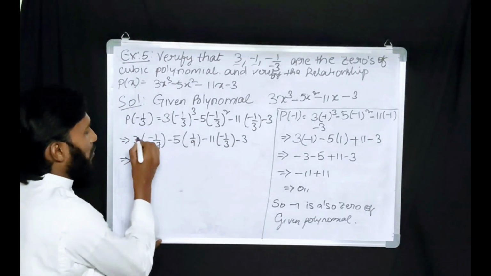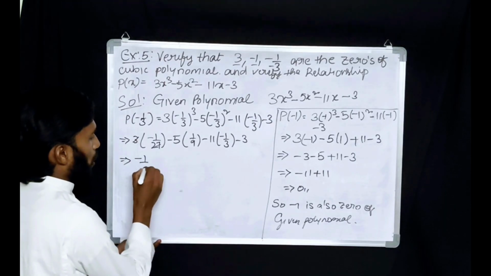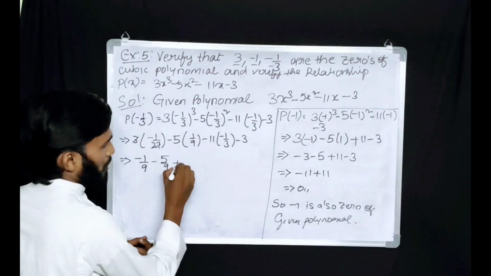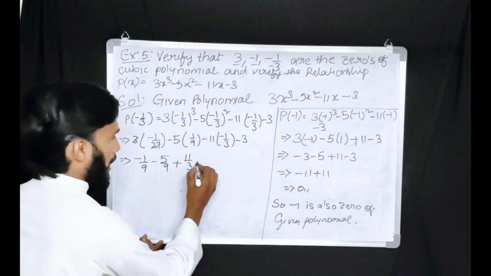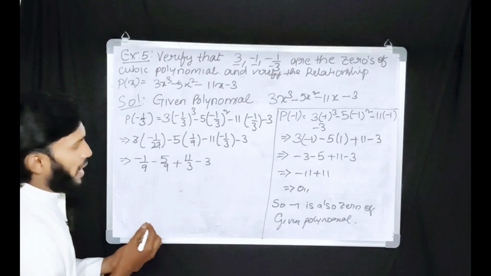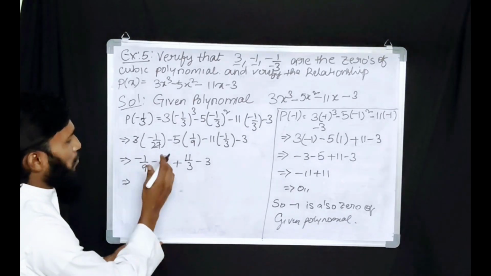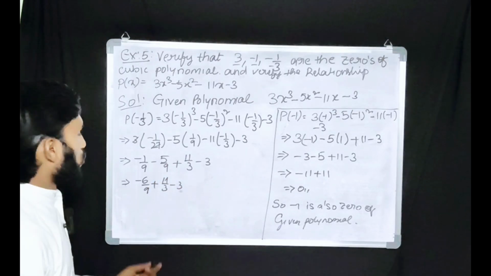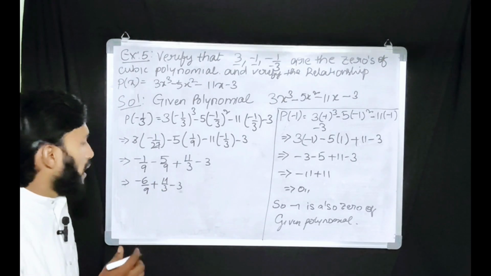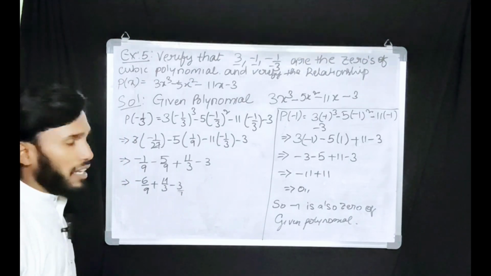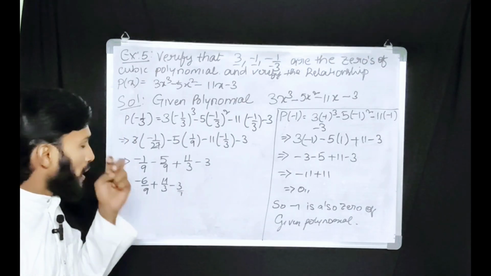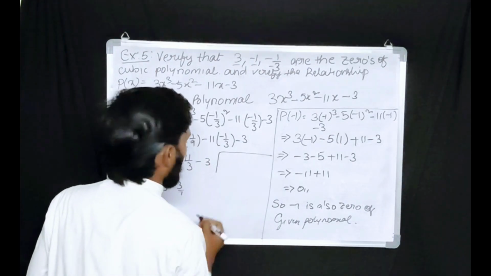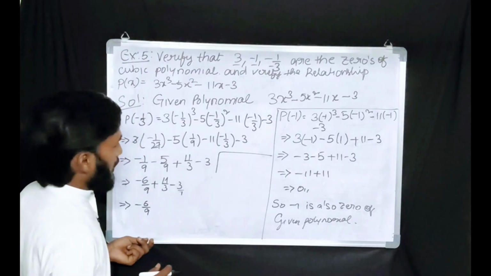So here 27 in 3 table how many times? 9 times. So minus 1 by 9, minus 5 by 9, plus 11 by 3, minus 3. So here minus 1 minus 5 is minus 6 by 9, plus 11 by 3, minus 3. So here we have to subtract these. The denominators are different, so these are unlike fractions. How to do the subtraction of these? Take the LCM of 3 and 1. What is the LCM of 3 and 1?